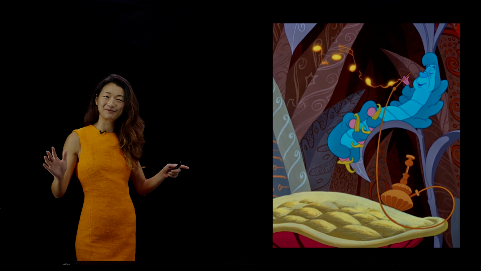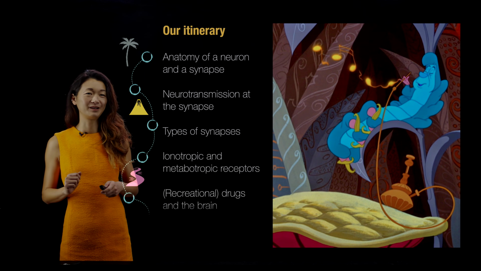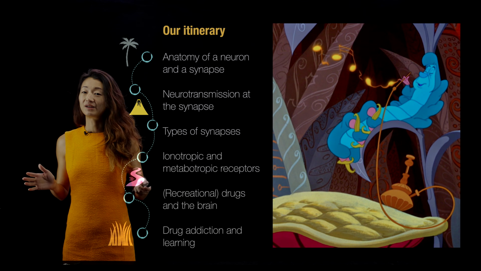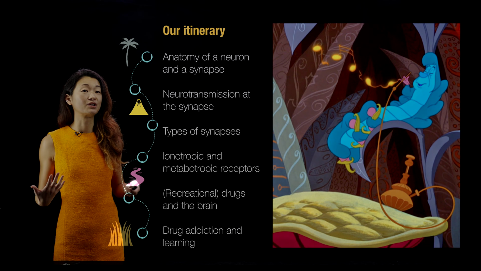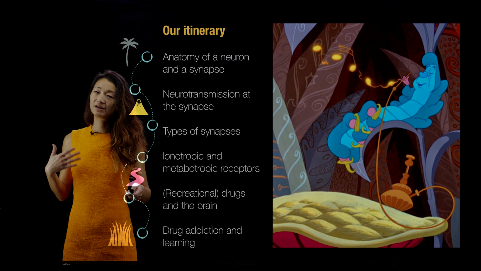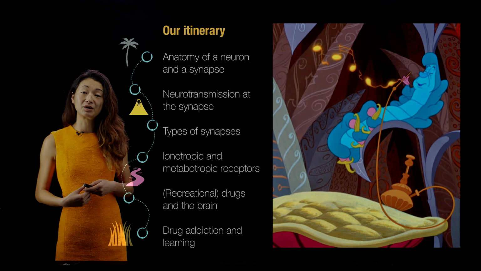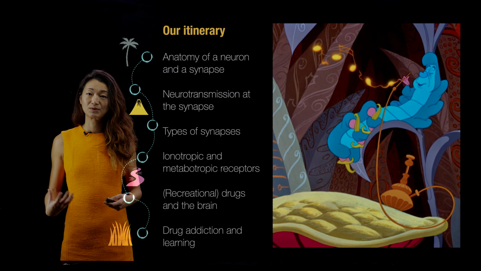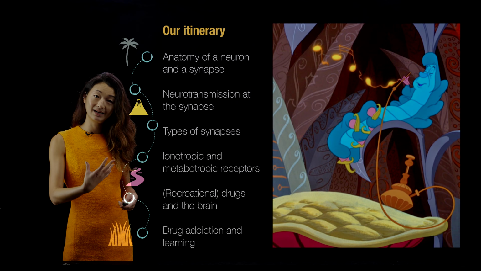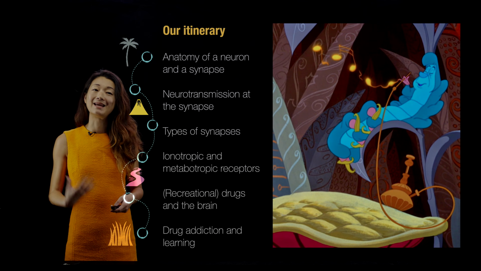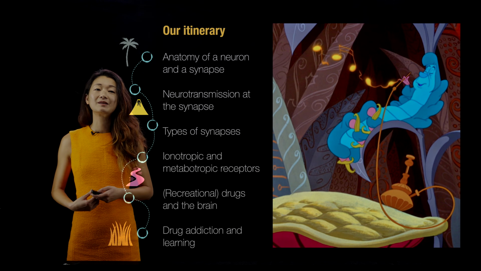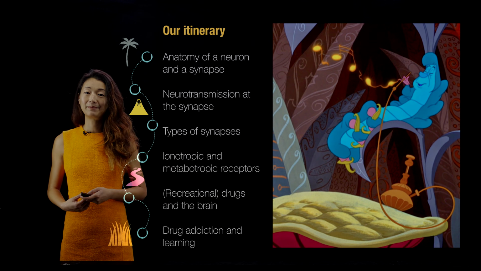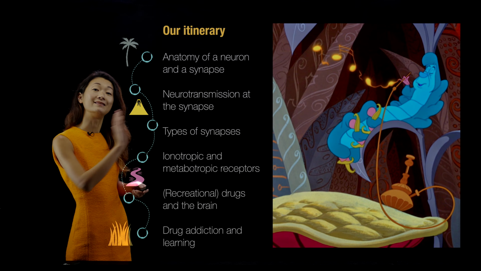Here's our itinerary for the next couple of videos. In this video, we're first going to start with just the basics, by looking at neurons and the anatomy of a neuron and a synapse, so that we know the parts of the neuron that we were talking about. Next, we're going to be talking about neurotransmission at the synapse, what happens when the action potential gets down the end of the line, and the synapse that has to get to the next cell. We're going to be talking about different types of synapses, as well as different types of receptors that happen to receive this information on the next cell over.